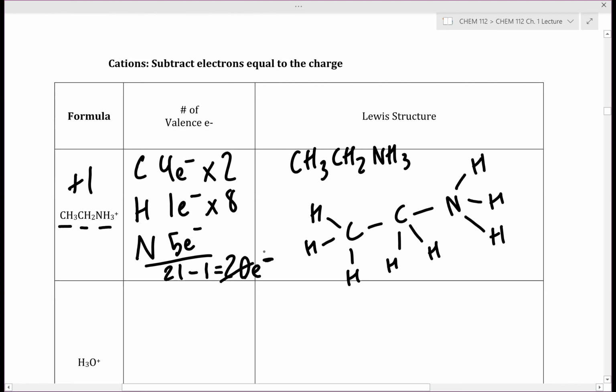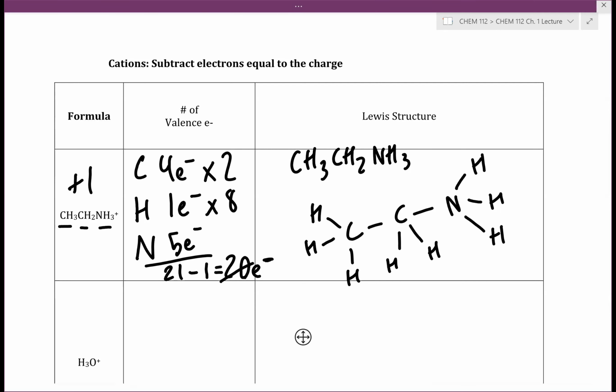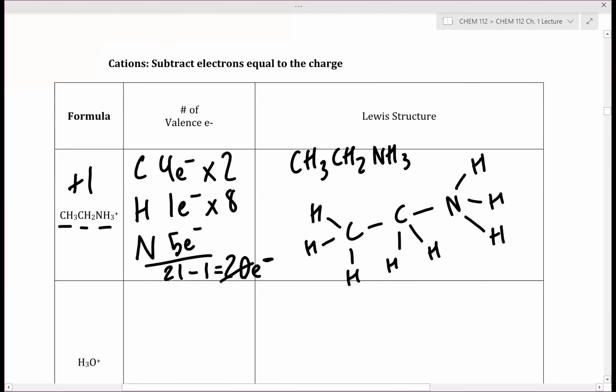We've used up all 20 of our electrons. Does this structure follow the octet rule? Yes. If you're curious, the positive charge is centered on nitrogen in this case. And this entire structure should be put in brackets, and you should put a positive charge.